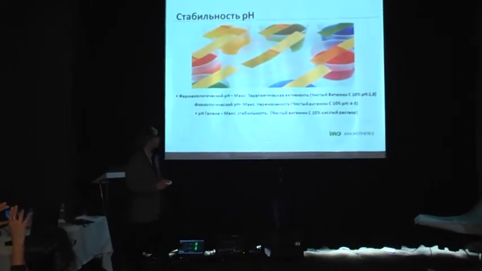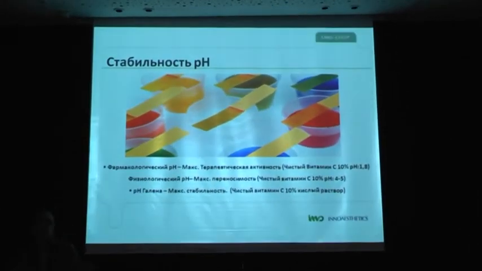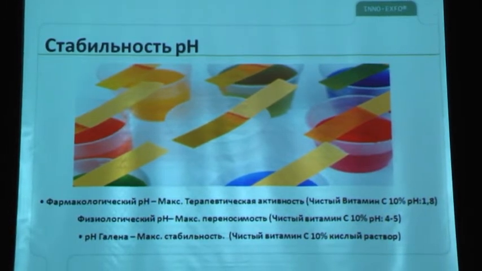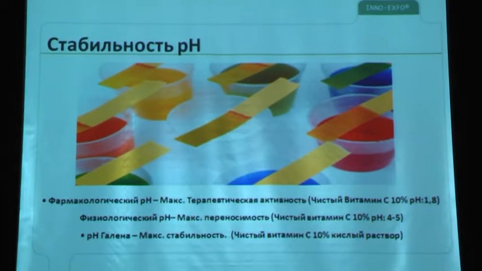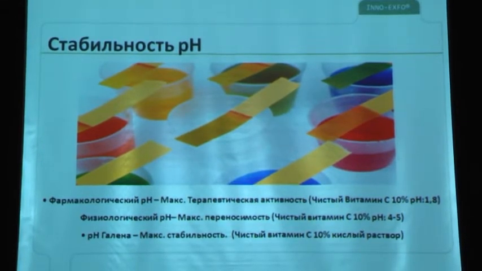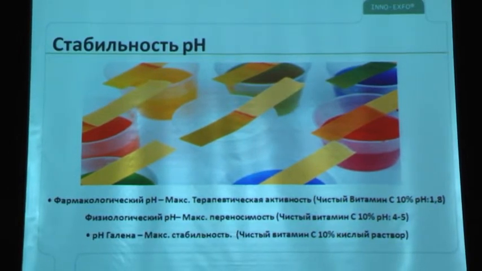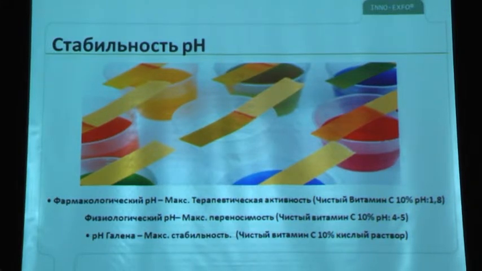Because we must have what we call the pharmacological pH. That is the maximum activity of that active ingredient. But this pharmacological pH has to be in balance with the physiological pH. That is going to give us the maximum tolerance.